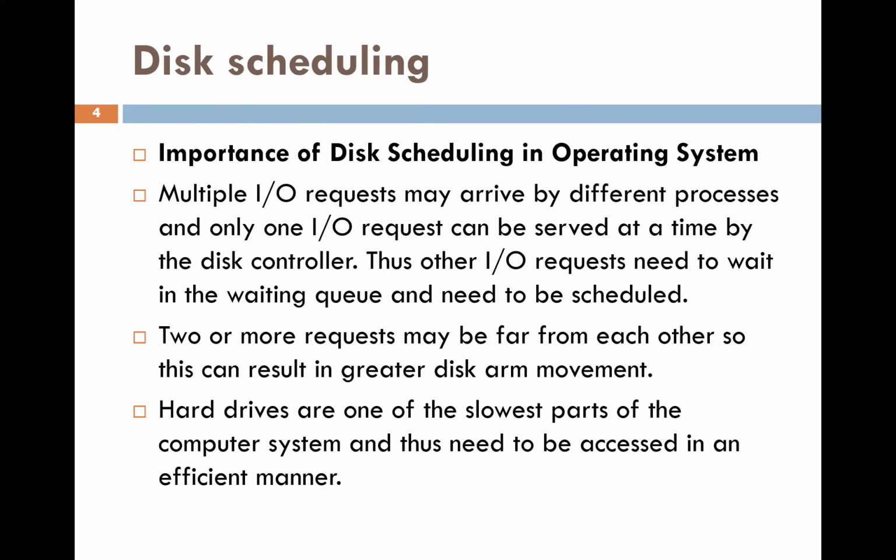So what is the importance of this scheduling in the operating system? Multiple IO requests may arrive from different processes, and only one IO request can be served at a time by the disk controller. Thus, the other IO requests need to wait in the waiting queue and need to be scheduled. Two or more requests may be far from each other, and this can result in greater disk arm movement. Suppose one request is at location 40 and the other request is at location 150. There will be a greater arm movement from location 40 to 150.